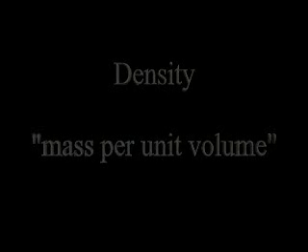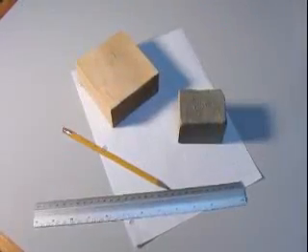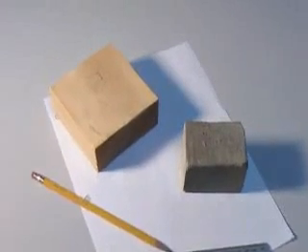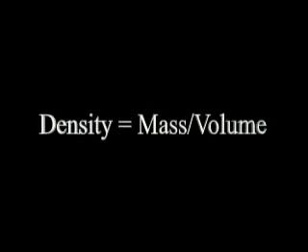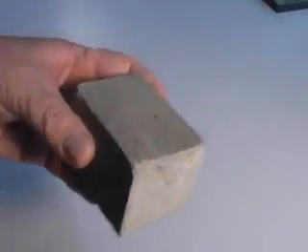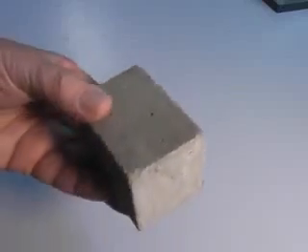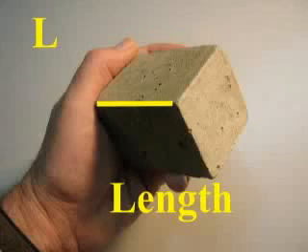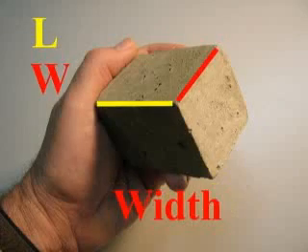Let's calculate the density of our two blocks and the water they are immersed in. To calculate density, we divide the mass of an object by its volume. Our concrete block is a rectangular prism. You determine the volume of a rectangular prism by multiplying its length times its width times its height.